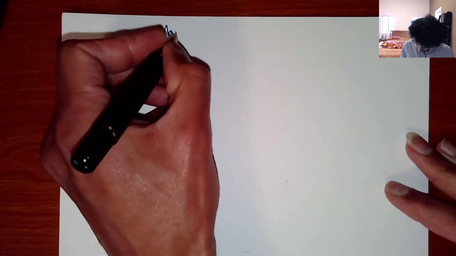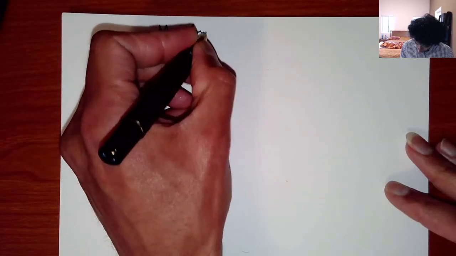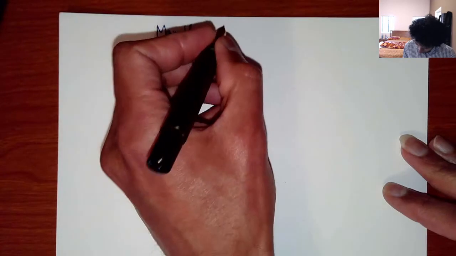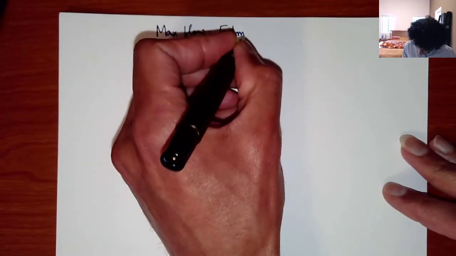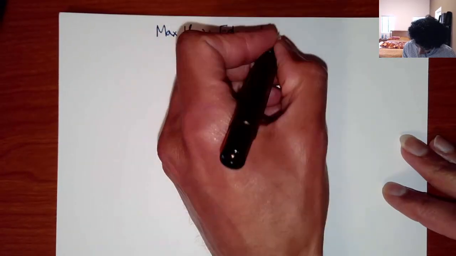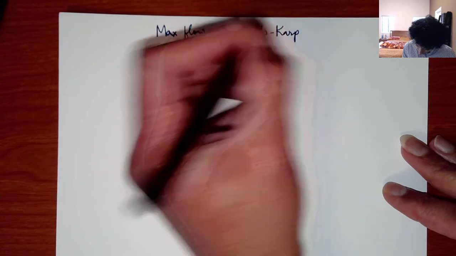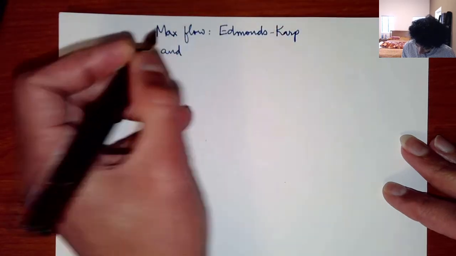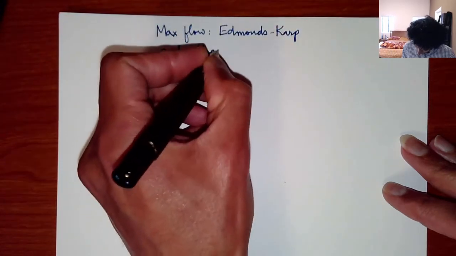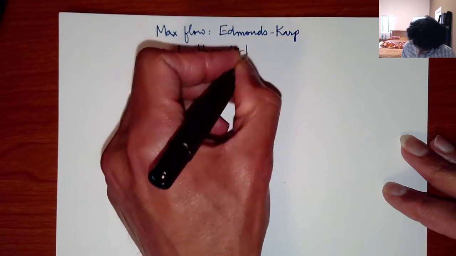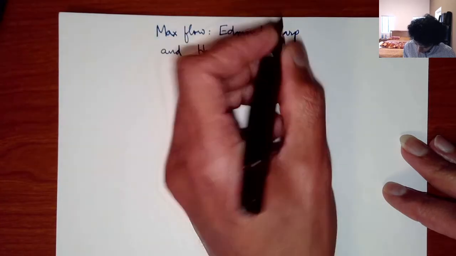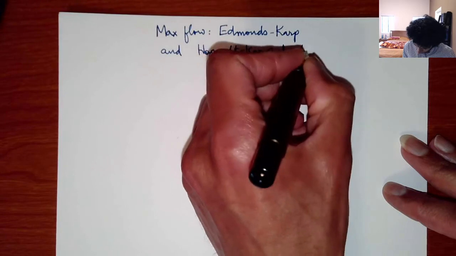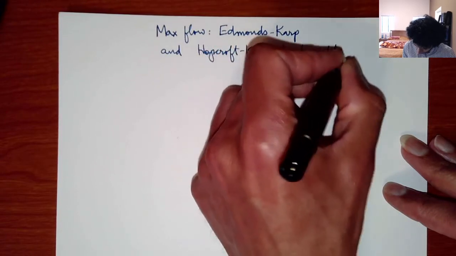The topic for today is basically maximum flow, but specifically I want to talk about the Edmonds-Karp algorithm and the Hopcroft-Karp algorithm for bipartite matching.